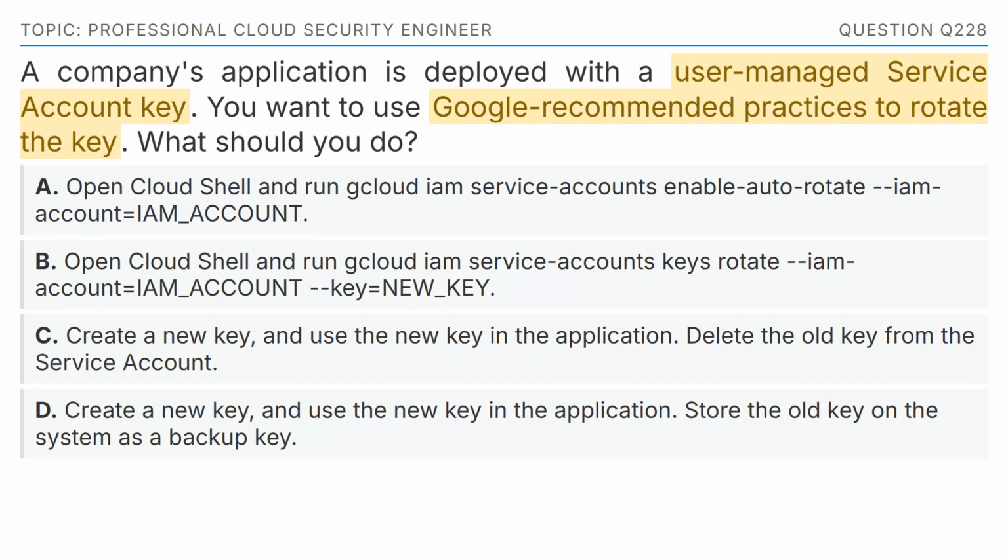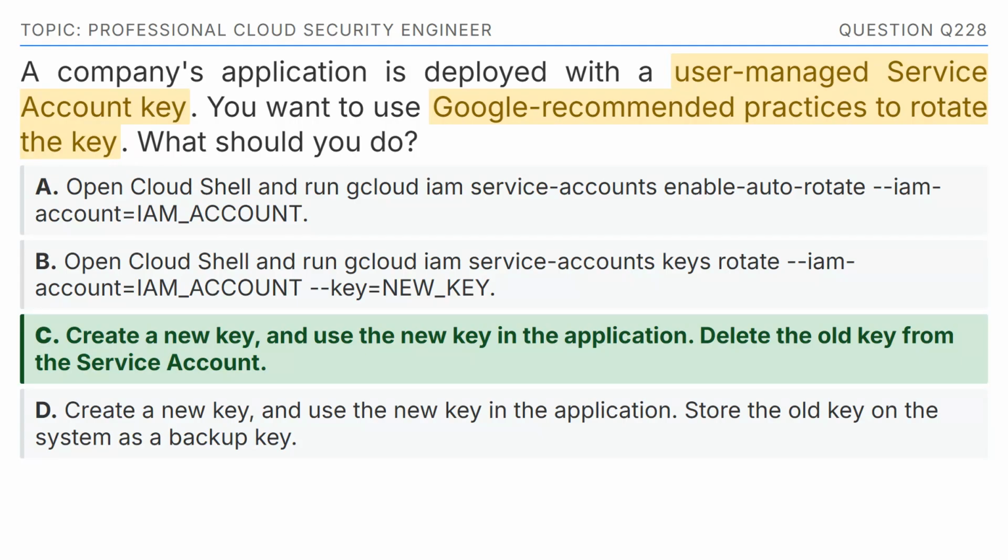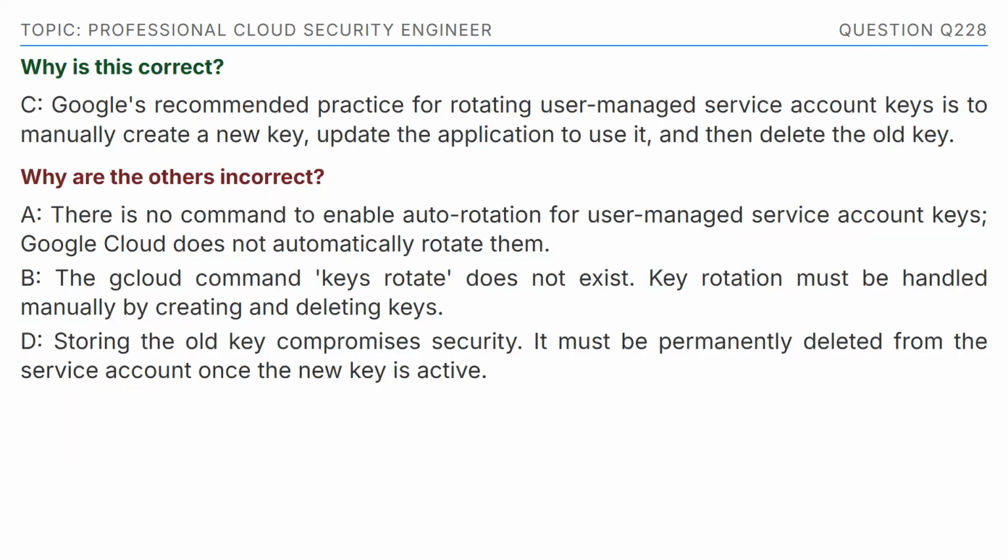To arrive at the correct answer, we focus on the keywords: user-managed service account key, Google recommended practices to rotate the key. The correct answer is option C, create a new key, and use the new key in the application. Delete the old key from the service account. Why is this correct? C. Google's recommended practice for rotating user-managed service account keys is to manually create a new key, update the application to use it, and then delete the old key.